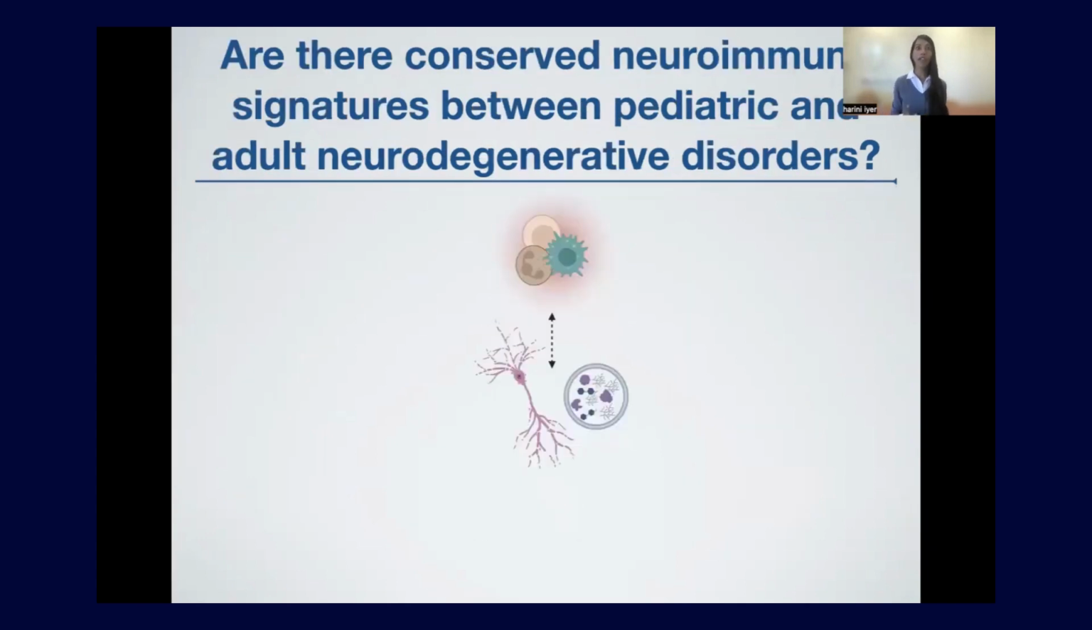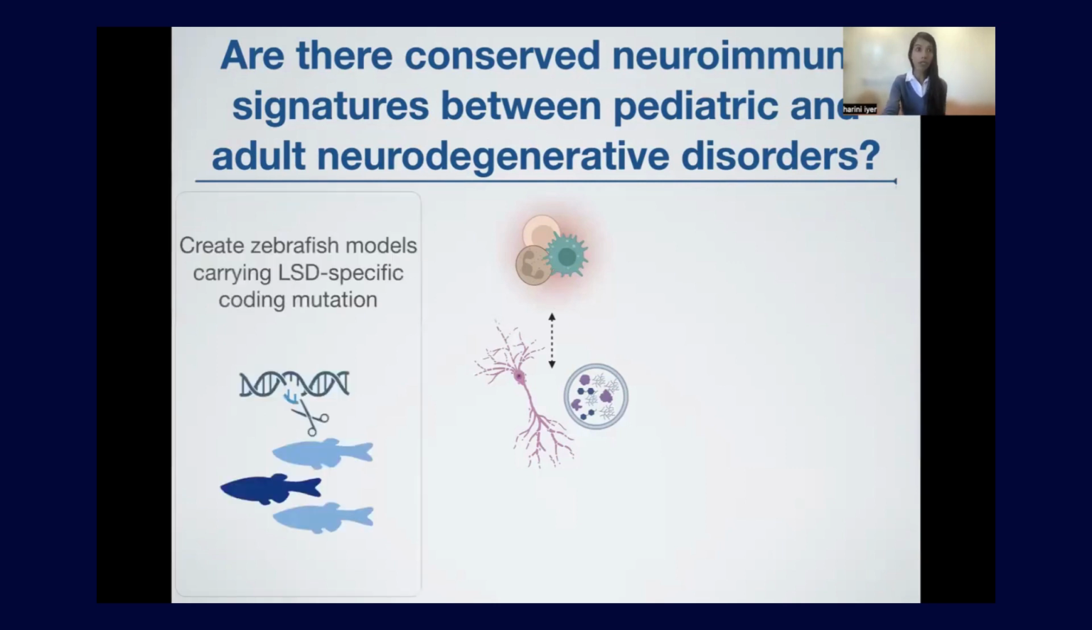Finally, in my third area of interest, I will ask, are there conserved neuroimmune signatures between pediatric and adult neurodegenerative diseases? Lysosomal storage disorders, which are typically pediatric conditions, are thought to result from lysosomal dysfunction, which in turn leads to the accumulation of toxic metabolites in many cells. These metabolic manifestations are also frequently accompanied by immune reactivity. However, we know almost nothing about the contribution of microglia and macrophages to lysosomal storage disorders, with some exceptions.